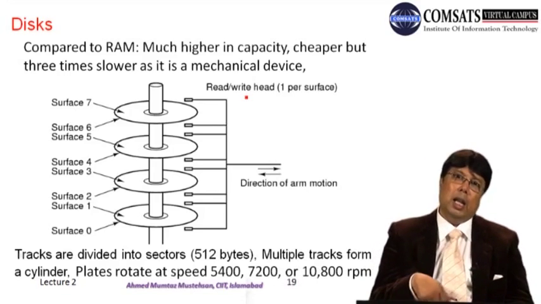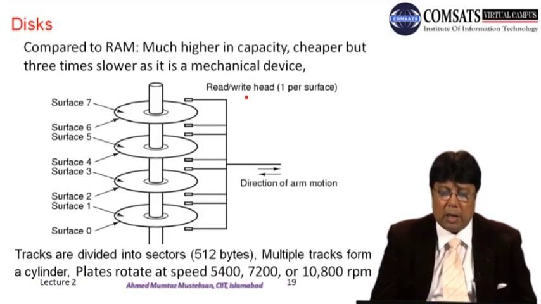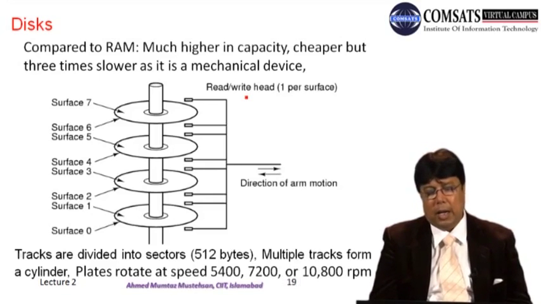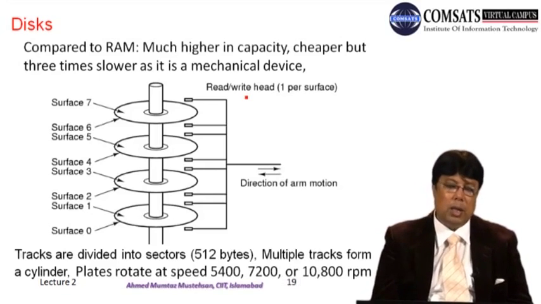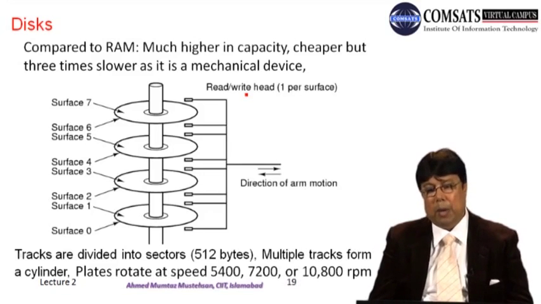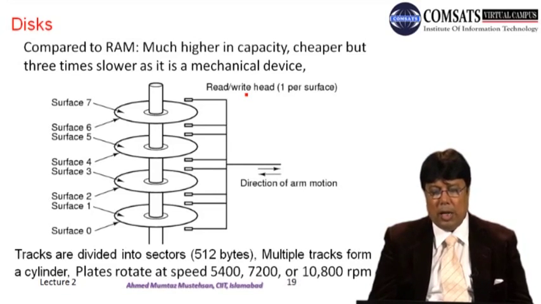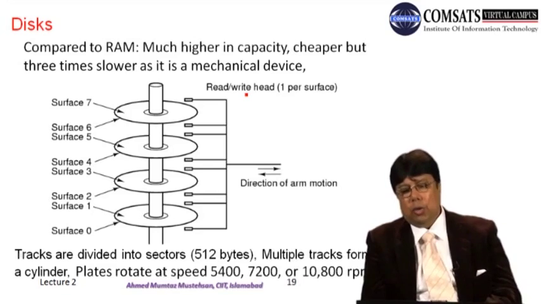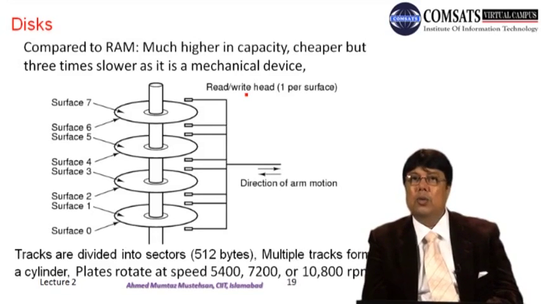It can rotate the plate at different speeds, at a speed of 5400 RPM or 7200 RPM, and the very latest hard disks are available that can execute at the speed of 10,800 RPM. So basically it is also very complex like a floppy disk, because you have multiple plates, and it has got more complexity because on each track there is certain data which is recorded in the form of a semicircle, which is called a sector. Usually one sector comprises 512 bytes.